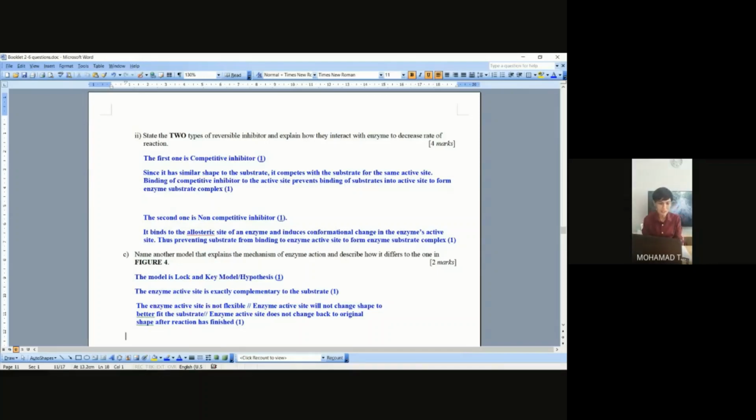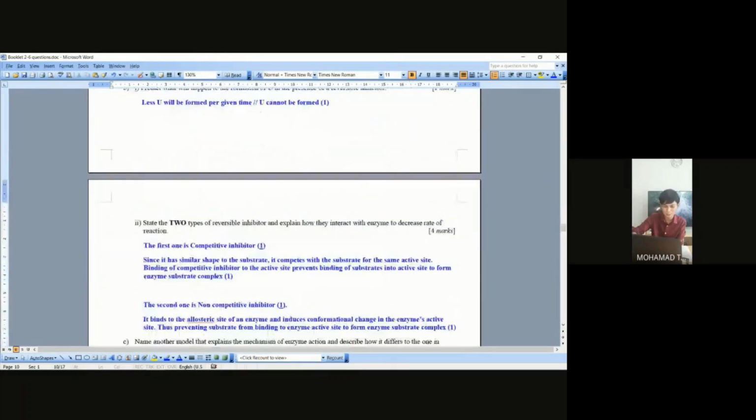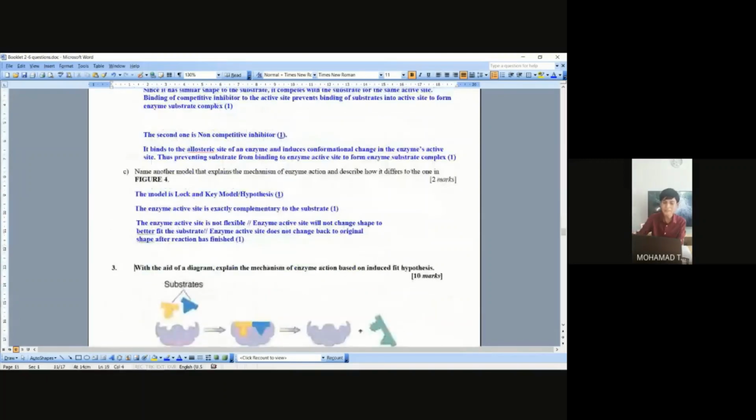Name another model that explains the mechanism of enzyme action and describe how it differs to the one in figure 4 pula. Okay, dalam figure yang tadi tu lah. Okay, dalam figure 2, dalam figure 2 lah. Okay, so the model is lock and key model ataupun lock and key hypothesis.